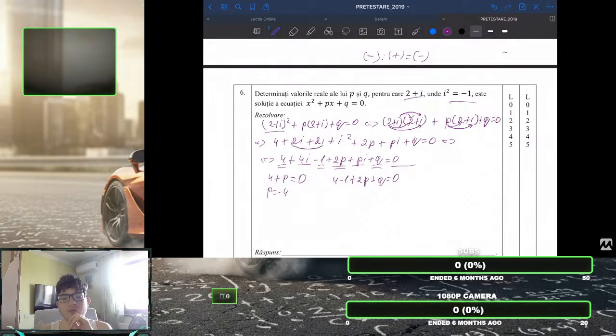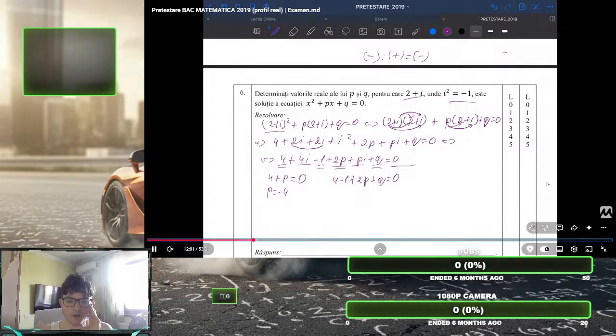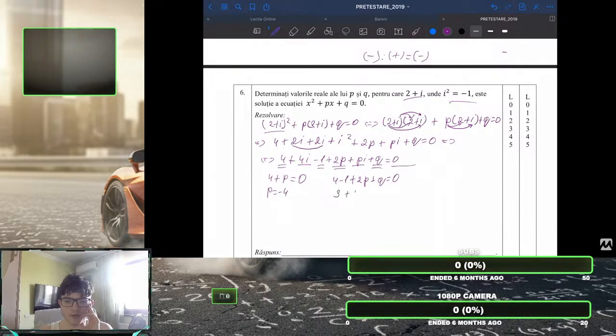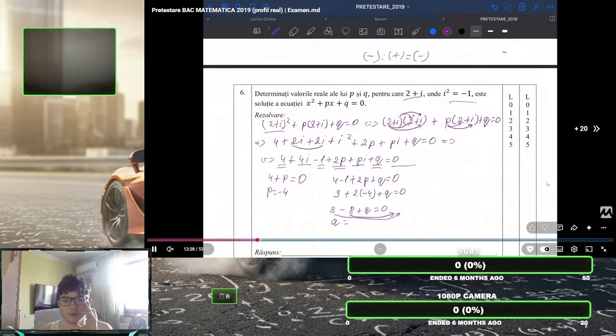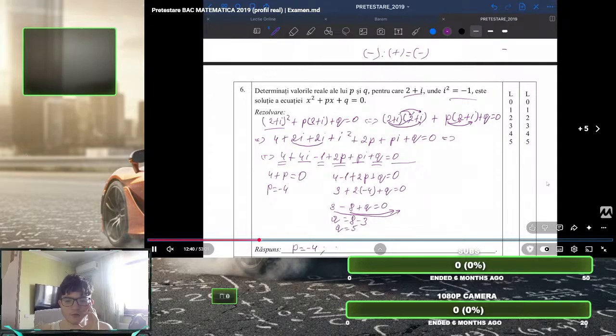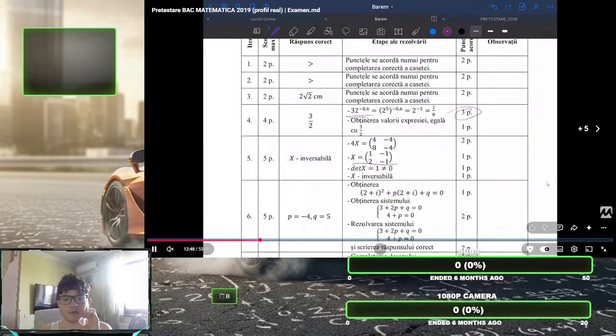Oh, so that's the imaginary part. Okay, so the non-imaginary part is this. P is minus 4. We plug in the p. You can write it down like this, or with a system, whatever. Plug in the p right there. We're going to have 3 minus 8 plus q equals 0. So basically minus 5 plus q equals 0, so q is 5. So p is minus 4, q is 5.